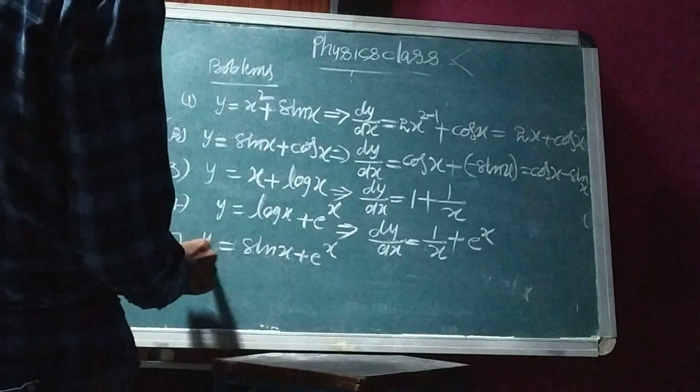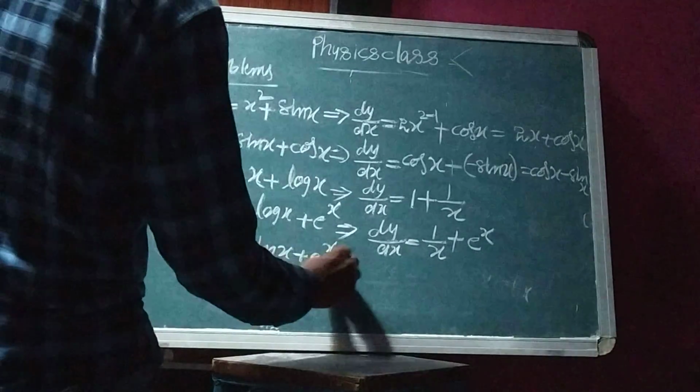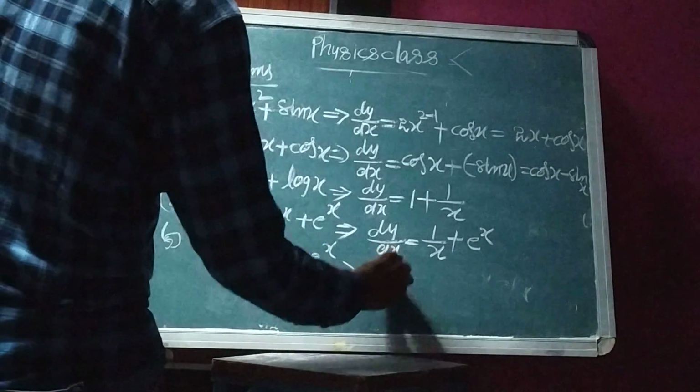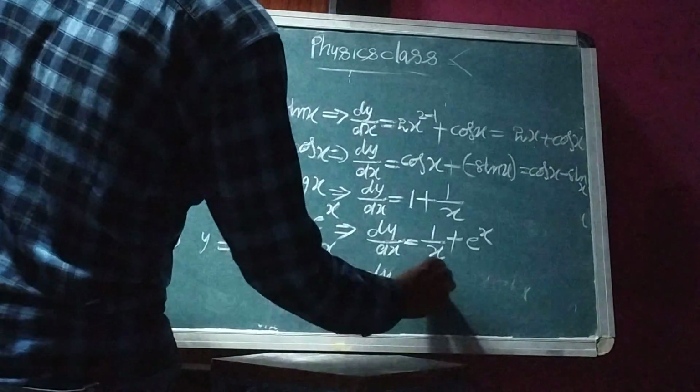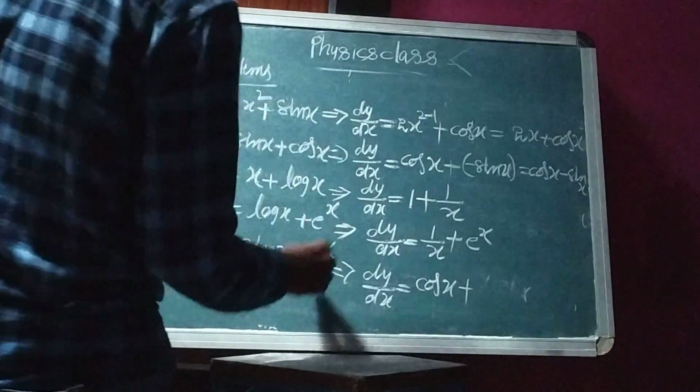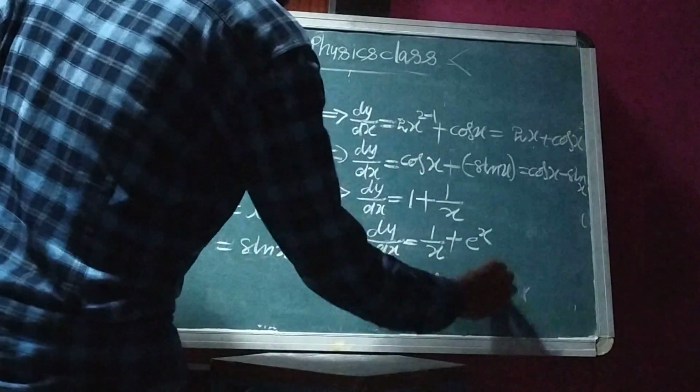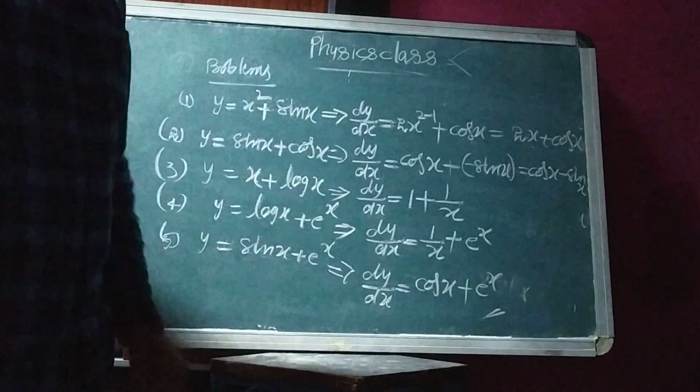Next, fifth problem, y is equal to sin x plus e power of x. We can write dy by dx is equal to d by dx of sin x, which is cos x, plus d by dx of e power of x, which is e power of x only. So these are the problems.